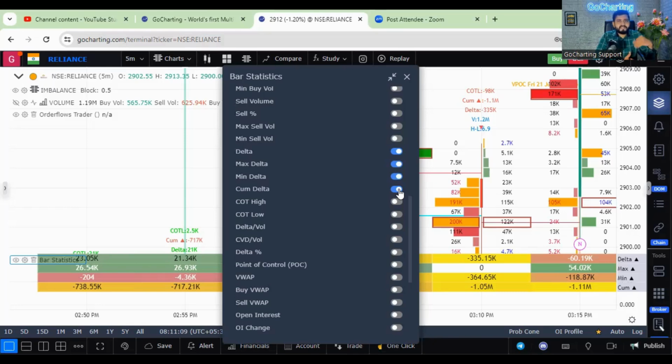Now the more sellers are coming. So even if the price candle has formed as green, but the delta candle is making a wick on the upper side, although it is green in color, it is making a wick on the upper side. So what does that mean? For example, let me show you.